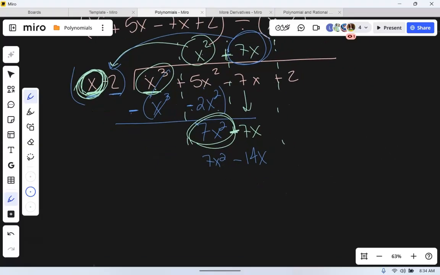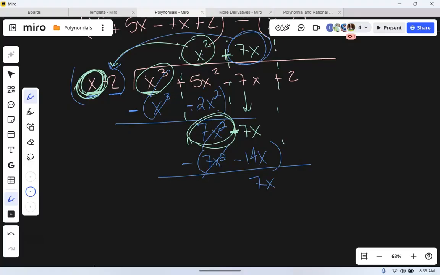Subtract, right? But I subtract everything. First terms cancel, as they should. Negative 7x minus negative 14x leaves me with what? Positive 7x. And we're in this constant loop now, right? You finish your problem, I'm going to finish mine. Stop when you get to the remainder, when you can't go any further. Right, so I'm going to go one more loop here.